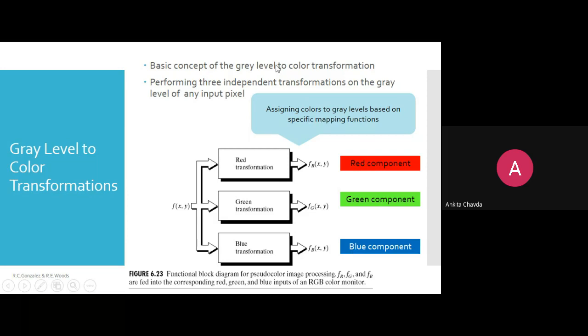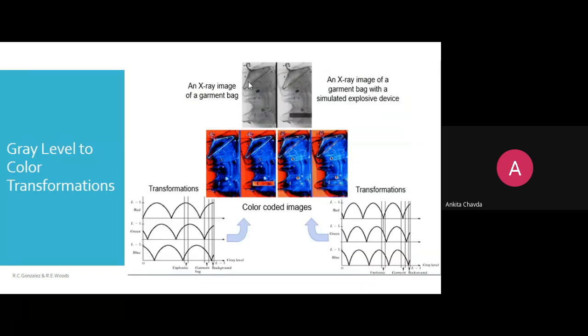So the basic concept of this gray level to color transformation is performing 3 independent transformations on the gray level of any input pixel. It means I am not giving the color, that color C1 is this, color C2 is this. I am not giving the color, but instead I am giving the values for R, G and B. This RGB will be together and it will generate one color. This kind of application we are using.